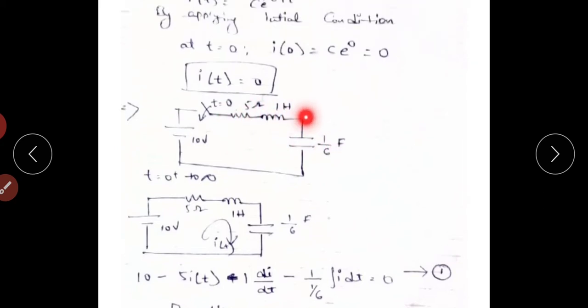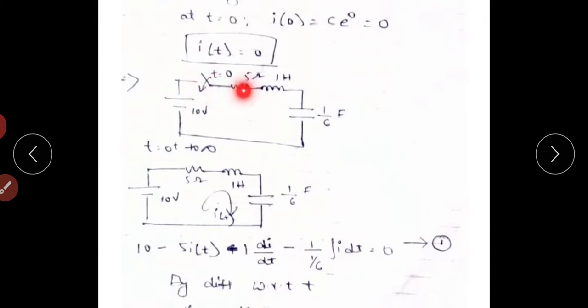So next problem, find I of t. This is the circuit. This is a series RLC circuit. Here the switch is closed at t equals 0 and the supply voltage is DC, 10 volts. Find the current expression I of t. Here capacitance value is 1 by 6 farads, inductance is 1 Henry, resistance is 5 ohms, and the switch is closed at t equals 0.